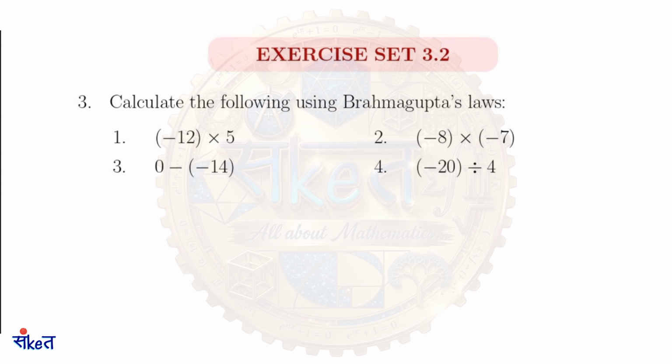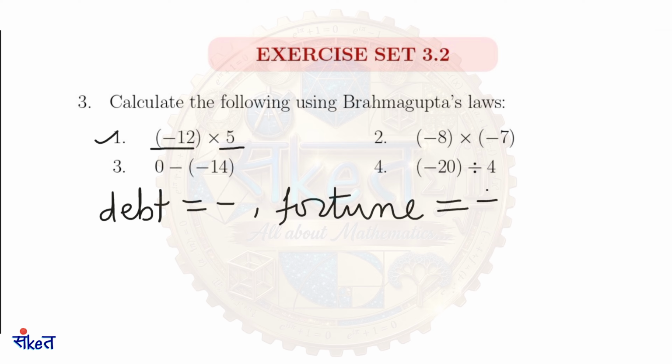Calculate the following using Brahmagupta's law. What are the Brahmagupta's law that we already discussed in my video number 2? So for first question, a debt times fortune is a debt. We should know debt means negative and fortune means positive. So debt times fortune is a debt. So this is equal to what? Minus 60.